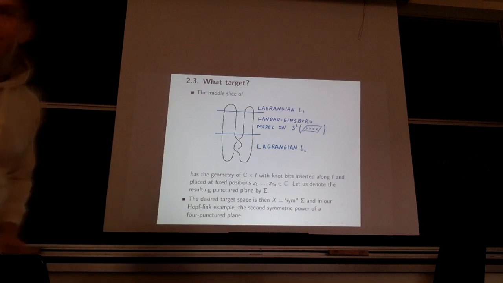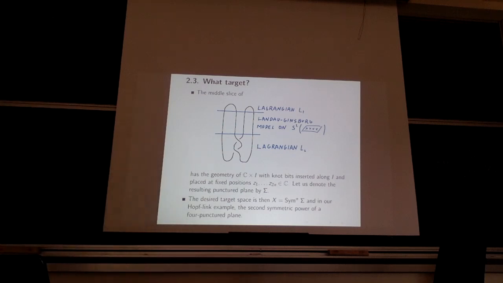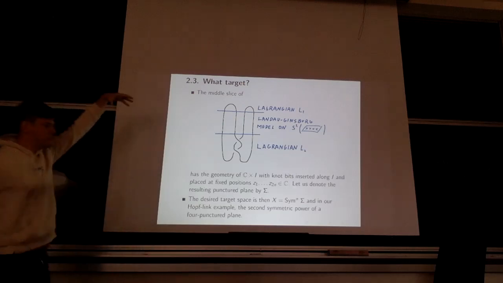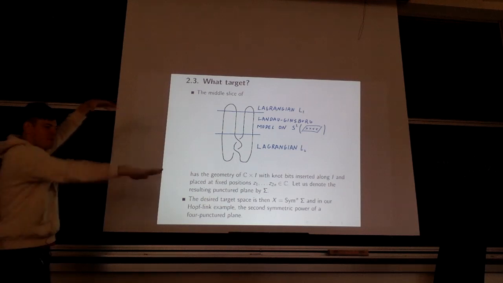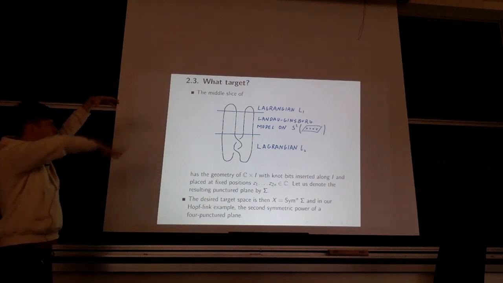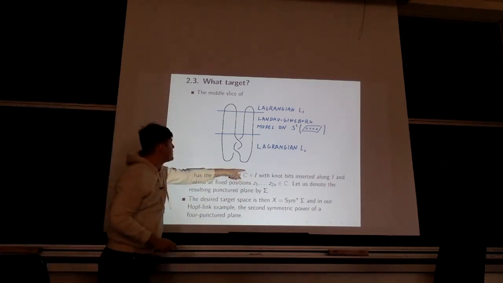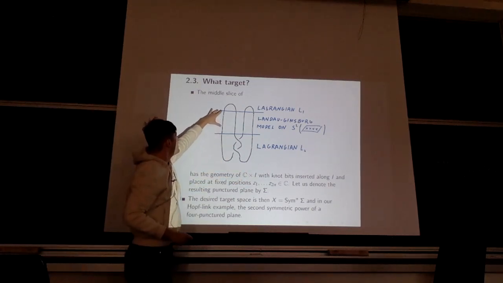So what do we mean by the middle slice? I'm stretching in one direction and I'm slicing the picture. C is the horizontal slice? That's right. So C is the horizontal slice and this I is like this I.